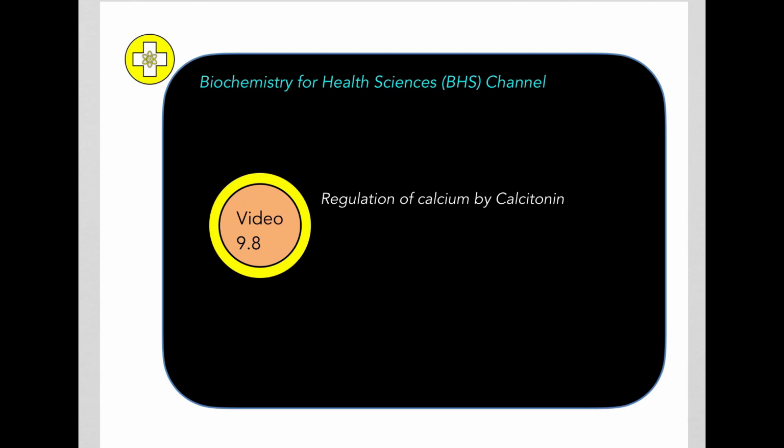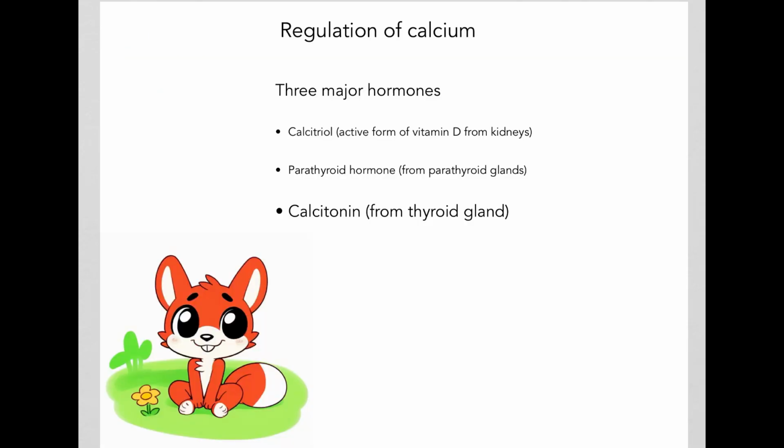In today's video, we shall discuss the regulation of calcium by calcitonin. In the last two videos, we discussed how calcitriol, the active form of vitamin D, regulates calcium levels in the serum. And then we discussed parathyroid hormone in the last video. And in this video, we shall look at how calcitonin regulates serum calcium.